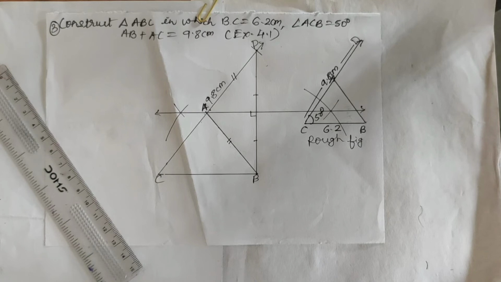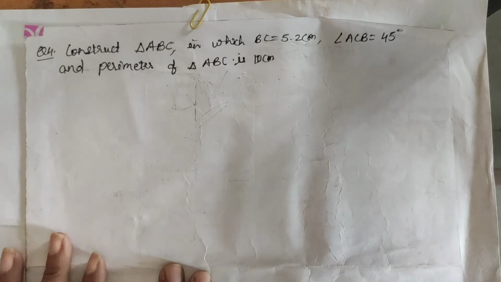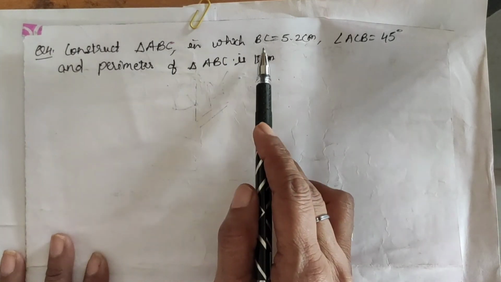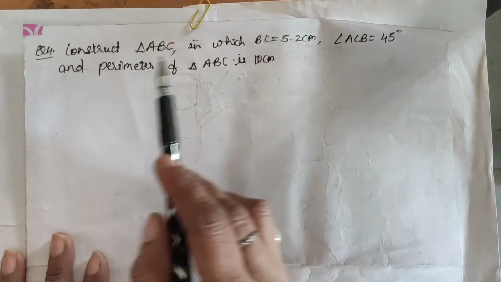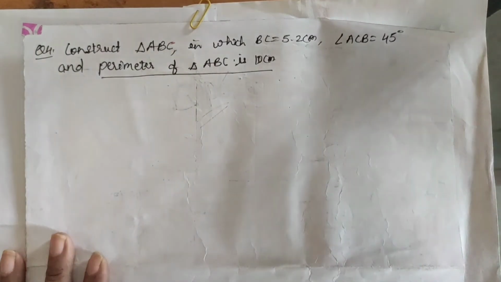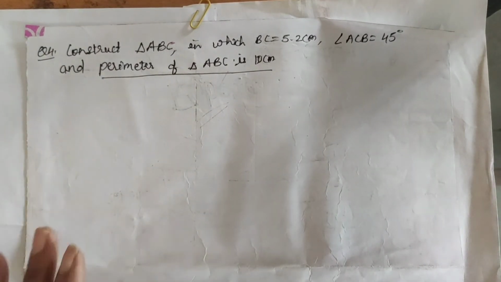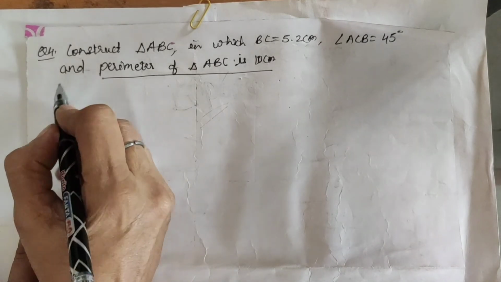Now let's move to question number 4. For 2020-2021, this question number 4 is cancelled, but even though I am explaining it to you, okay. Now see children, question number 4, you have to construct triangle ABC in which BC is equal to 5.2 centimeter, angle ACB is equal to 45 degree, and perimeter of the triangle ABC is 10 centimeter given. Now as perimeter of triangle ABC is given, what is the formula for perimeter of the triangle?